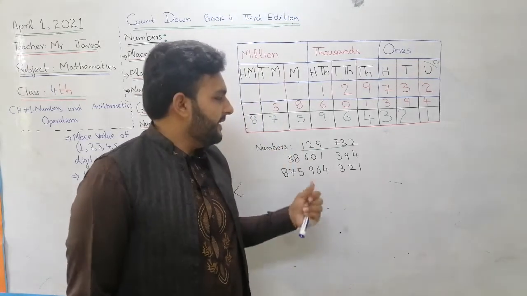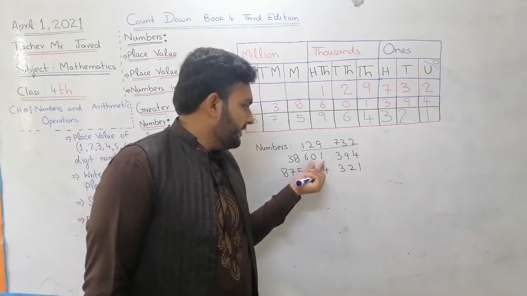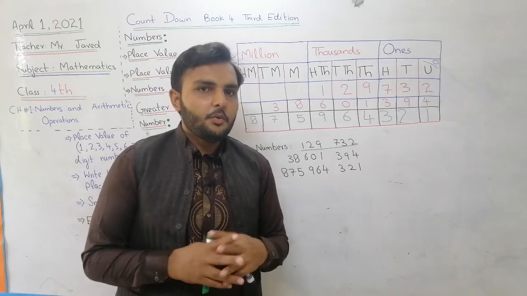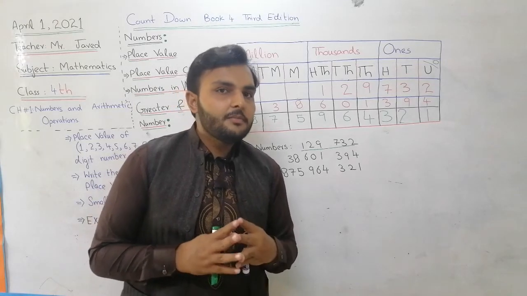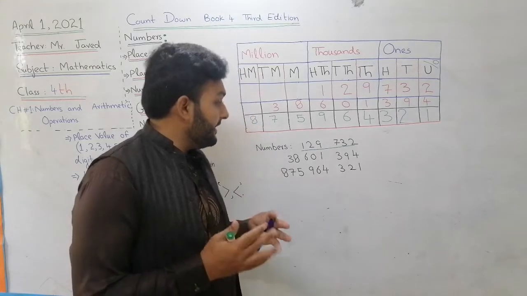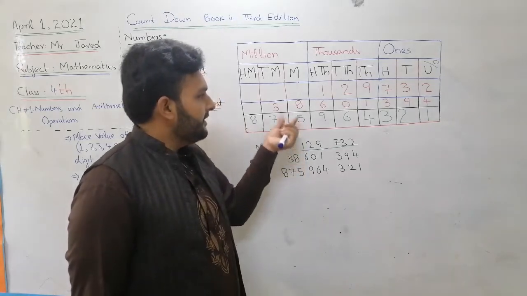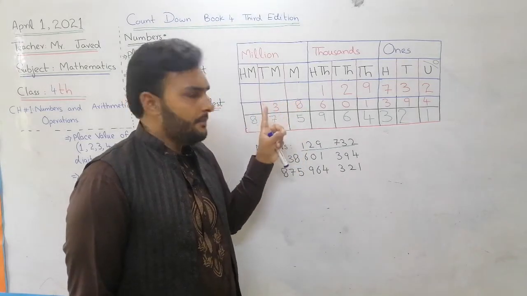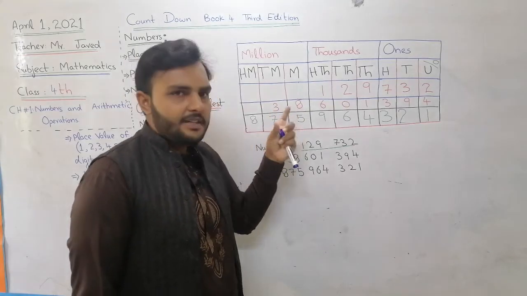Like this, if I have a number 3, 6, 7, 8, and so on, if I have a number having 8 digits, what will be its place value? What will be the name of its greatest digit place? So 3, 8. This will be 10 million. It means 38 million.